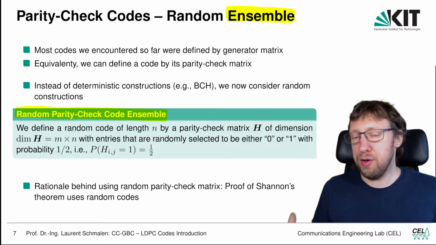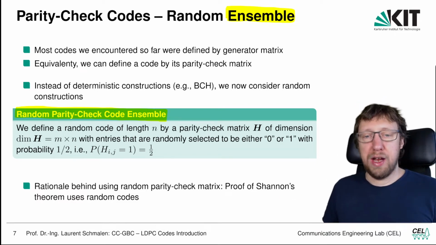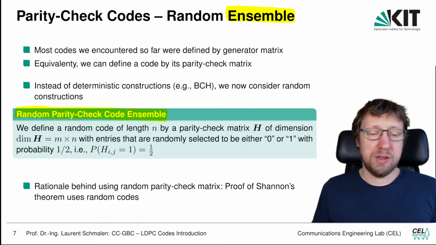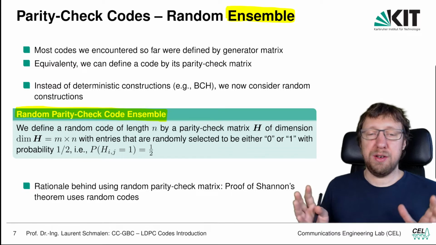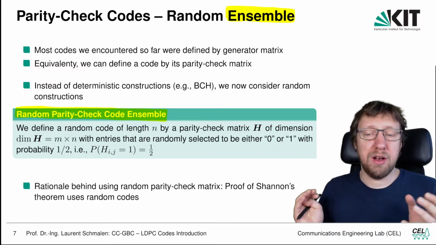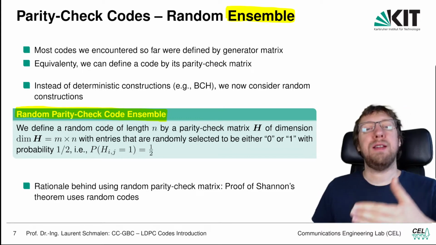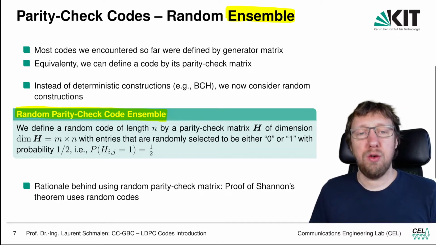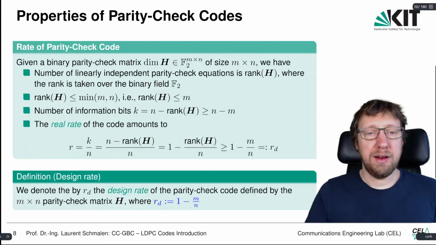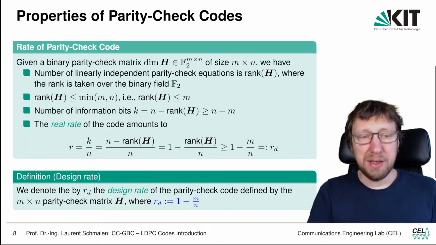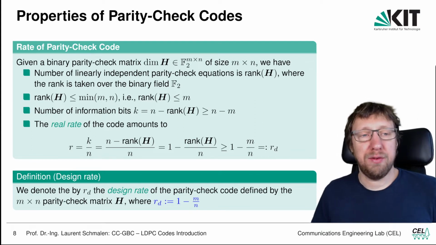The idea, of course, goes back to Shannon, where we used random codes. We saw that linear codes are nice because they help us represent the codes in a nice way using a matrix. So we take this random idea to linear codes and define random parity-check codes. So let's take a look at some properties. The first thing we are interested in is the rate of the code.